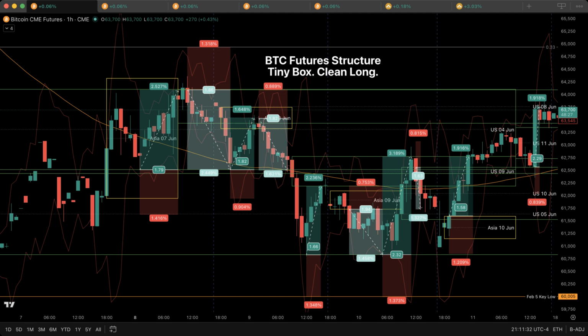Before reading June 11th U.S. session, keep the higher time frame visible. The weekly chart is still active. April 1st weekly basis box lower boundary. March 1st weekly basis box lower boundary. February 1st weekly basis box lower boundary. Weekly 0.33. Weekly 0.25. February 5th key low. The falling trend line. The rising trend line. These levels still shape the 1-hour chart.